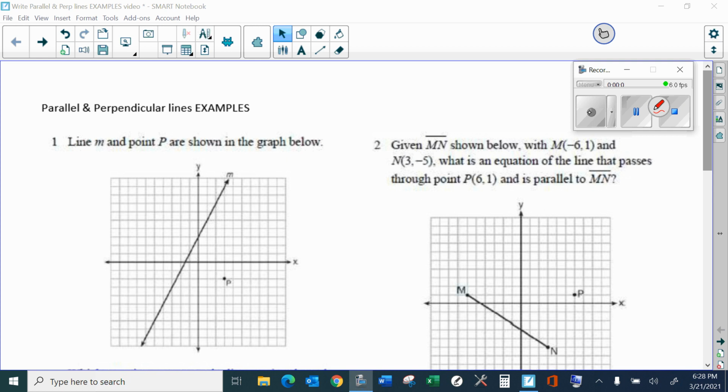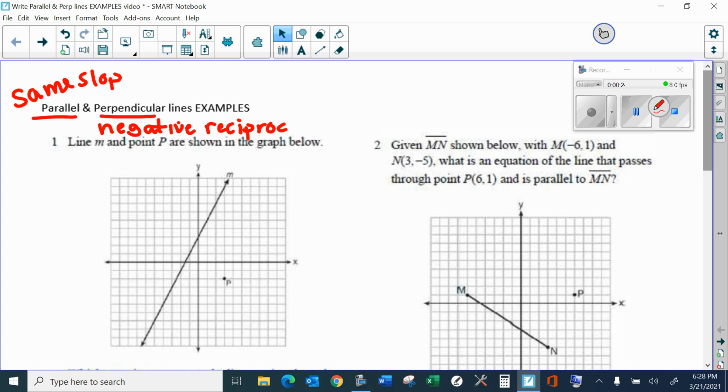Okay, students, I'm going to go over some examples for parallel and perpendicular lines. We've talked about this already in class. What two words go with parallel? Same slope. And what two words go with perpendicular? Negative reciprocal or opposite reciprocal. So what do these deal with? They're slopes. It's either the same or it's the negative reciprocal if it's perpendicular.